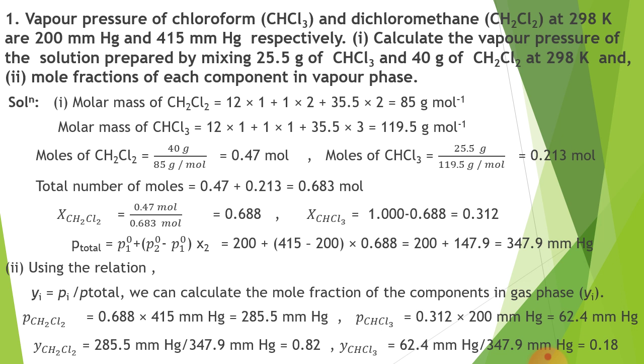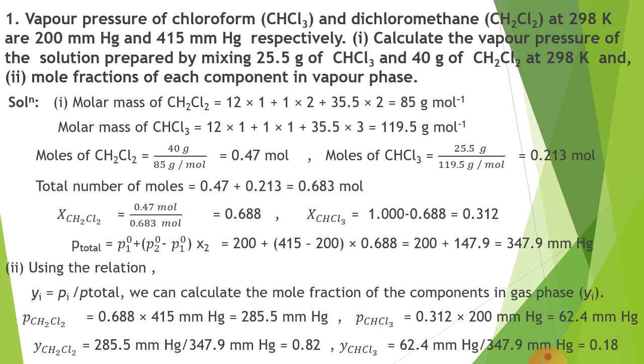Now we know that P total equal to P01 plus P02 minus P01 X2 from Raoult's law. Putting the value of P01, P02 and X2, we find the answer 347.9 mmHg. By this way, we calculate the vapor pressure of solution, that is total vapor pressure.